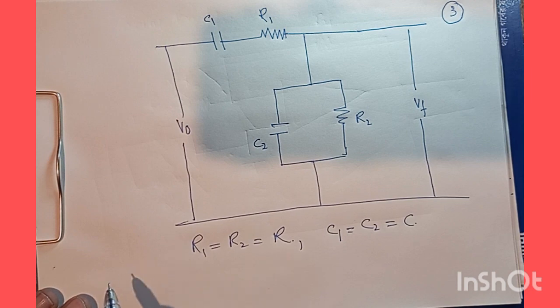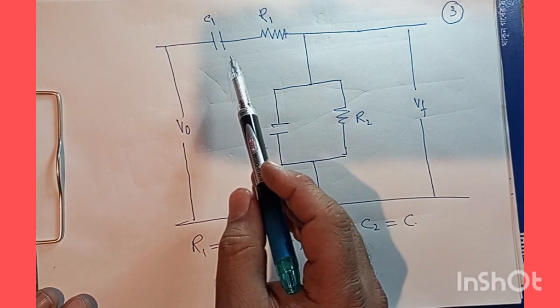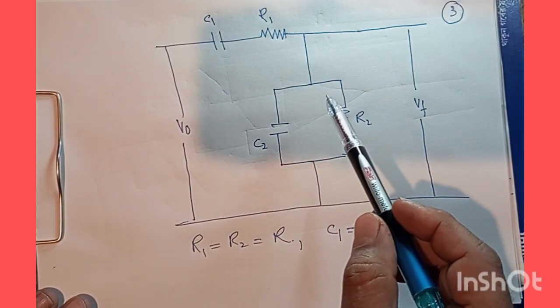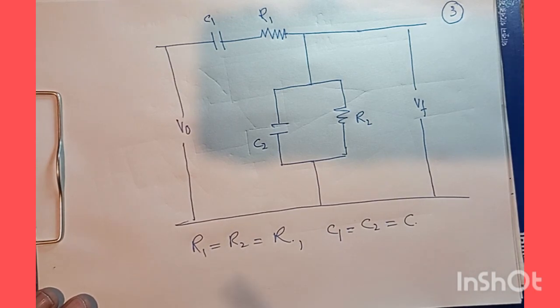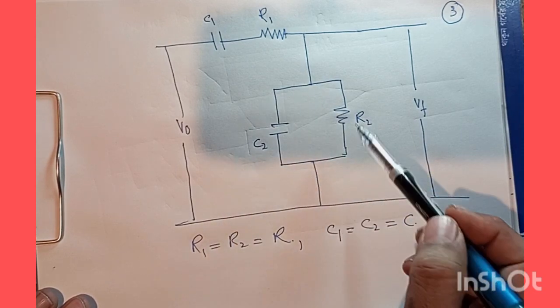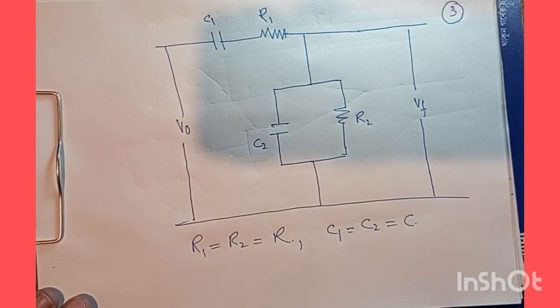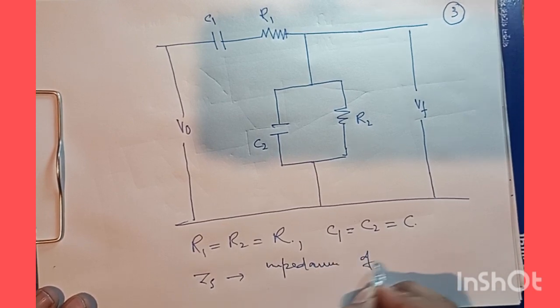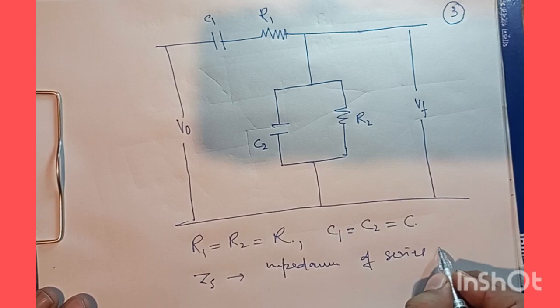Now in this case, we have two RC situations. One is the series one, and another is the parallel one. So let me calculate the impedance of the series one first, and then I will calculate the impedance of the parallel one. To start with, let us assume that Zs is the impedance of the series RC combination.